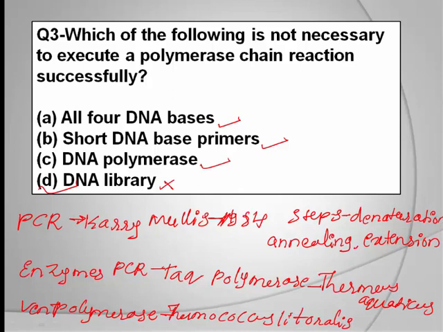So for PCR to execute, DNA bases are required, short DNA primers are required, and DNA polymerase enzyme, both of them are DNA polymerase enzymes. Only the requirement which is not essential is DNA library. So this is the answer for the third question.